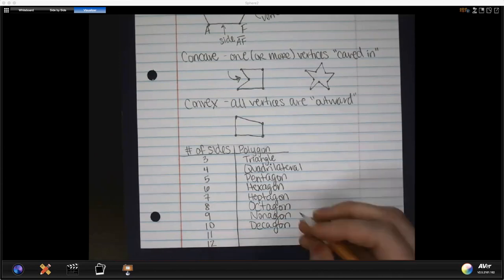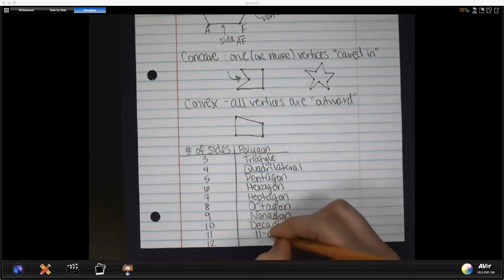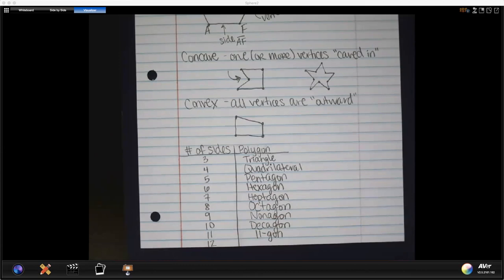This one's tricky because it actually doesn't have a name. It doesn't have a special name. So it's just 11-gon. It doesn't have a name. It's sad. But 12 is the last name. 12 is dodecagon.